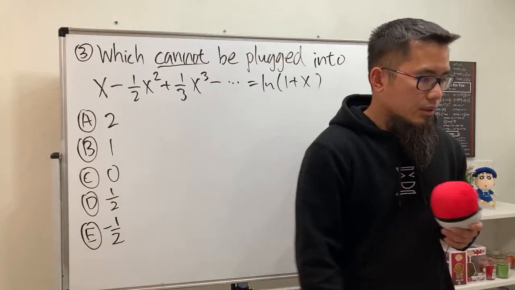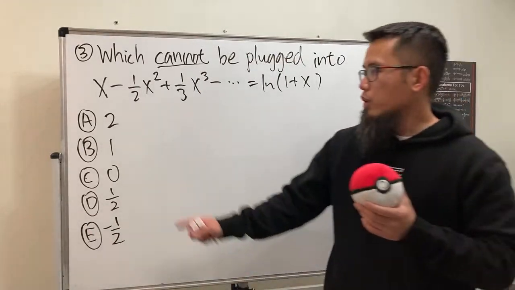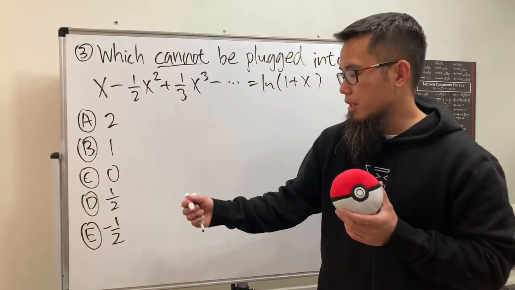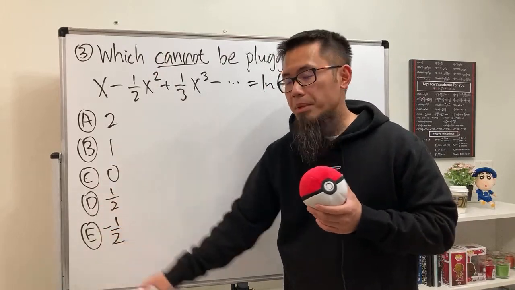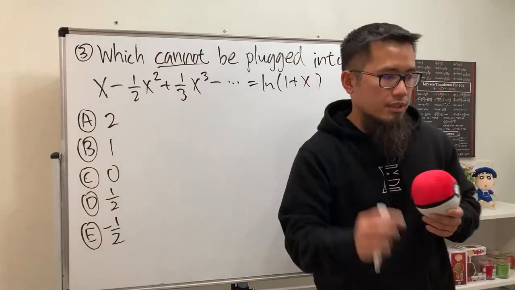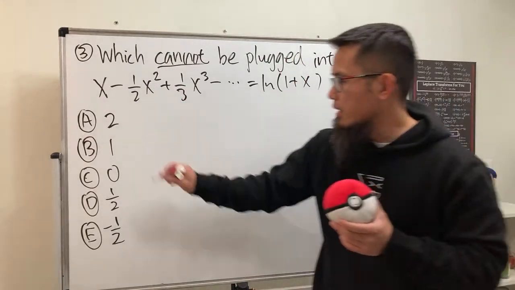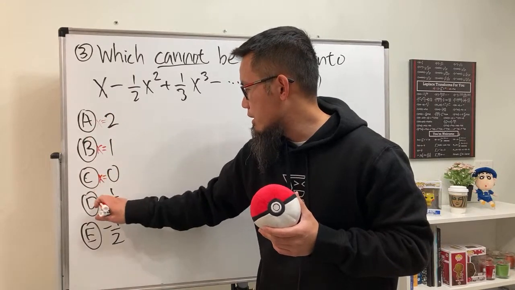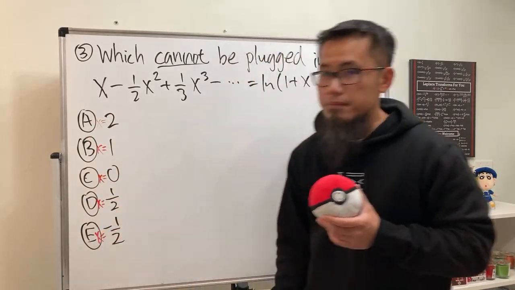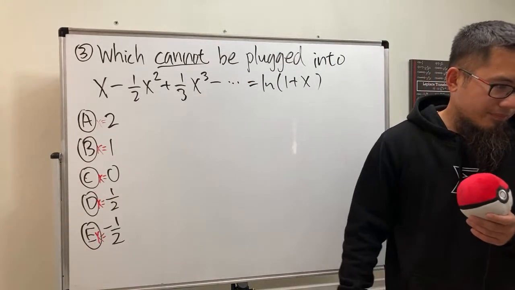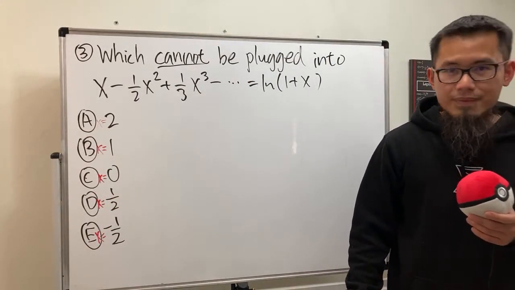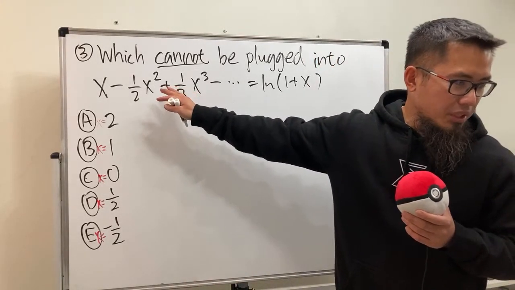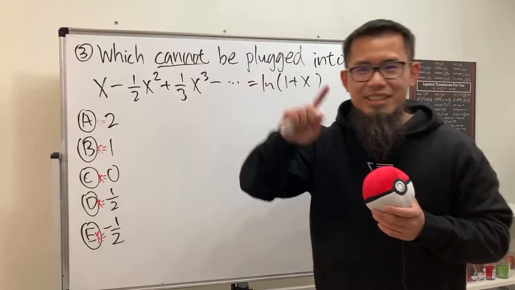Okay, so if you take a look right here, which of these numbers cannot be plugged into the x right here? What do you guys think? And again, these are the x values. This is like x is equal to 2, x is equal to 1, x is equal to 0, and so on. The majority of you guys are saying A, which is correct.